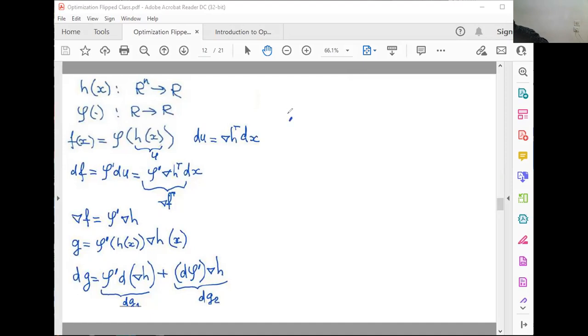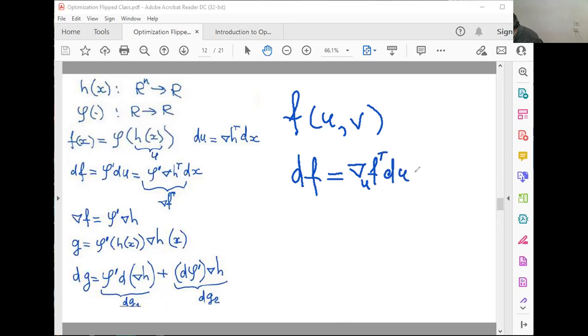If I have some function f of u and v, two vector variables, and I know that the differential of f is the gradient with respect to u of f transpose multiplied by du, plus the gradient with respect to v of f transpose multiplied by dv. And what does it say? If I want the differential of f, I think about v as a constant, only u as variable, and vice versa, and then I get the differential.